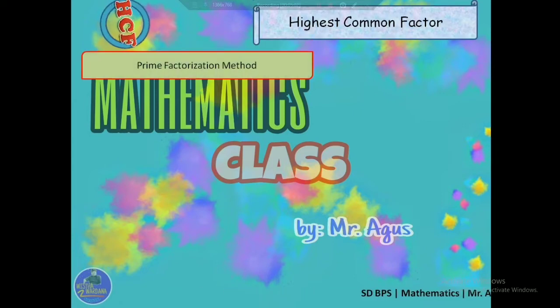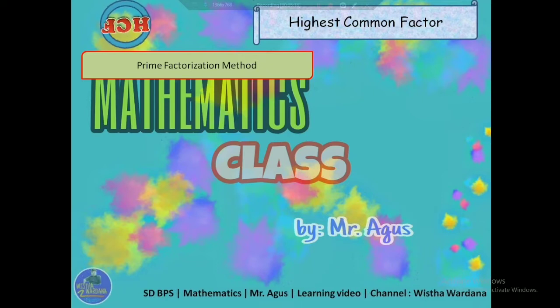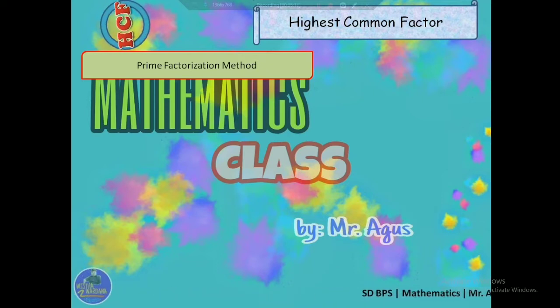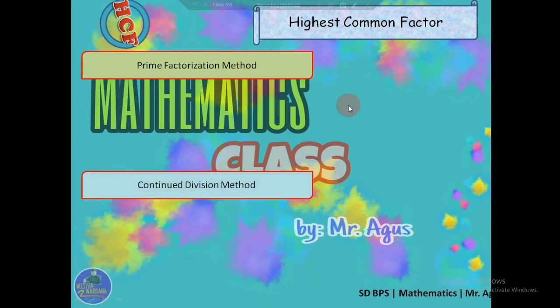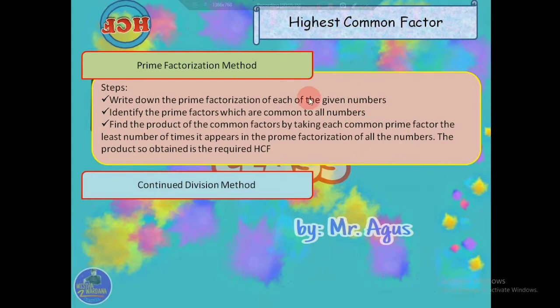Let's move to the highest common factor. This is not something new for you. This is the same topic that you learned in grade 4, but the difference is the numbers involved in the question. We have three ways to get the answer to an HCF problem. The first one is the prime factorization method, and the second one is the continued division method. In the prime factorization method, we have steps like this.